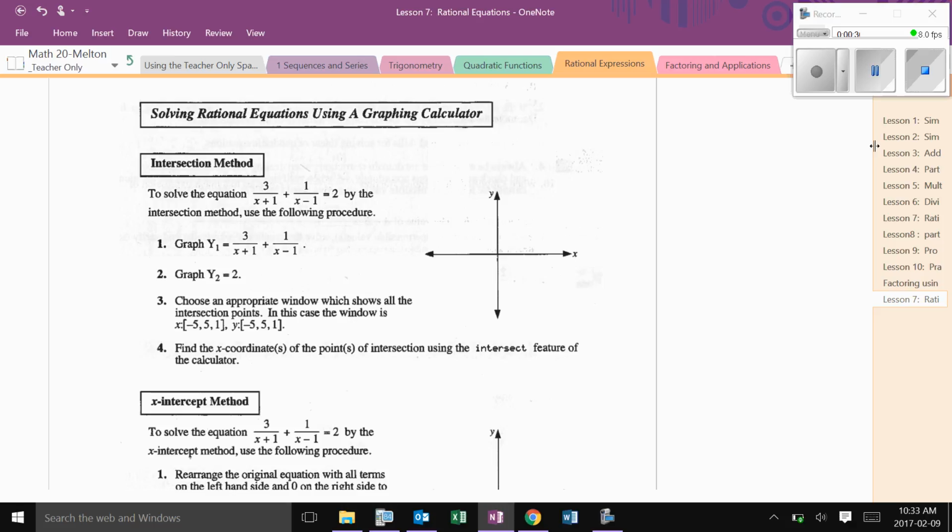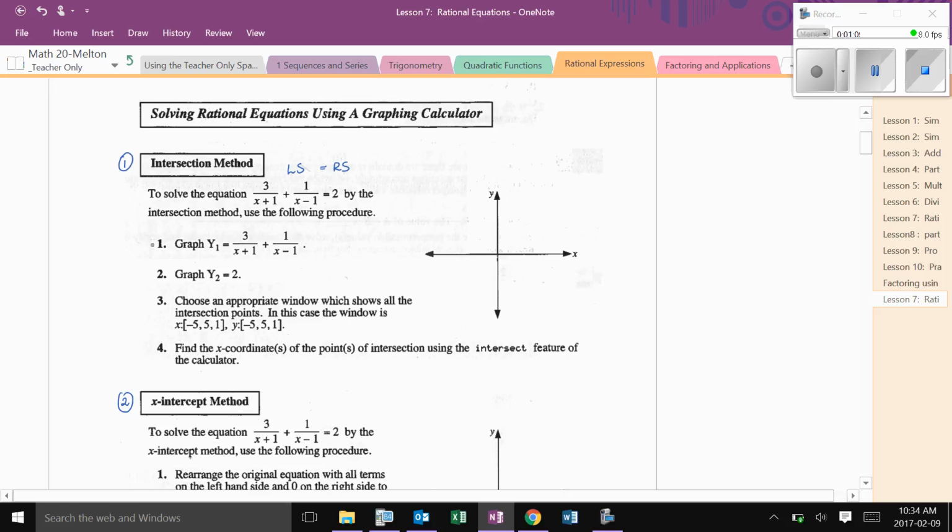If we take a look at the methods, there's two methods. We've got our intersection method and our x-intercept method. So first thing that you want to do is in your graphing calculator, we want to look at this as the left side is equal to the right side, and therefore where does that happen is going to be at that intersection. So we want to graph the left side using y1 and the right side using y2 as they indicate in steps 1 and 2.